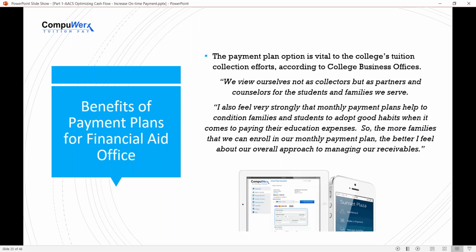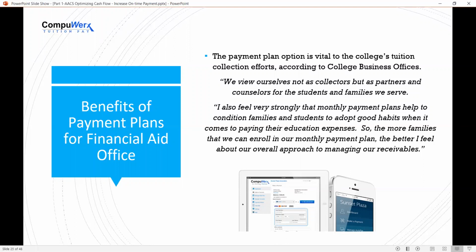Here we have done some survey. The payment plan option is vital to college tuition collection effort, according to college business offices. And here are a few things the officers told us. We view ourselves not as collectors, but as partners and counselors for the students and families we serve.